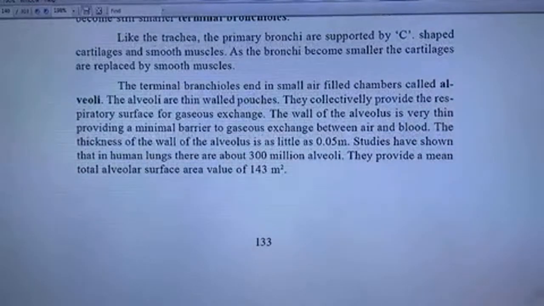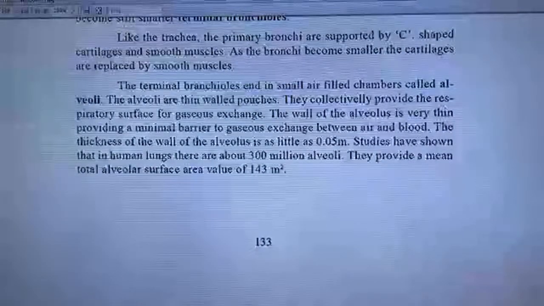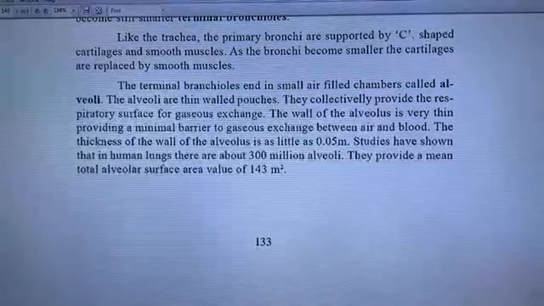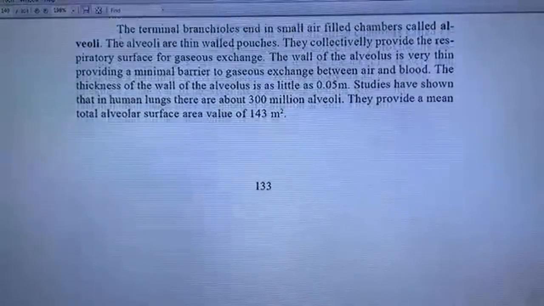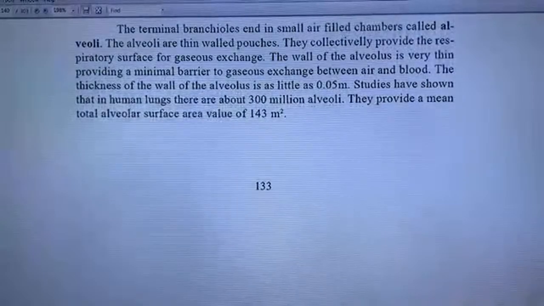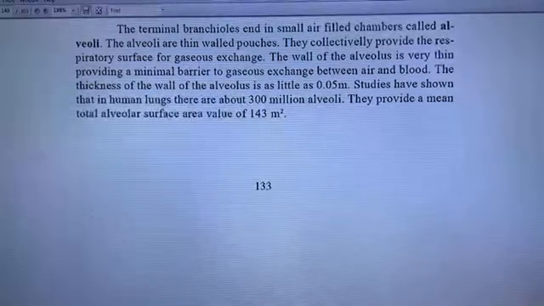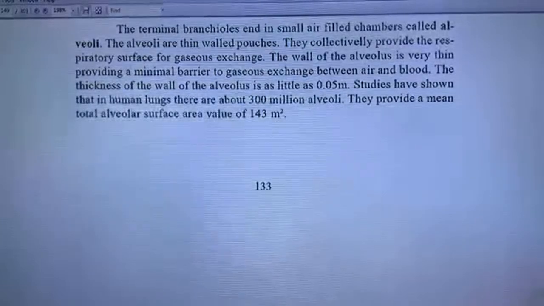Like the trachea, the primary bronchi are supported by C-shaped cartilages and smooth muscles. As the bronchi become smaller, the cartilages are replaced by smooth muscles. The terminal bronchioles end in small air-filled chambers called alveoli. The alveoli are thin-walled pouches. They collectively provide the respiratory surface for gaseous exchange.